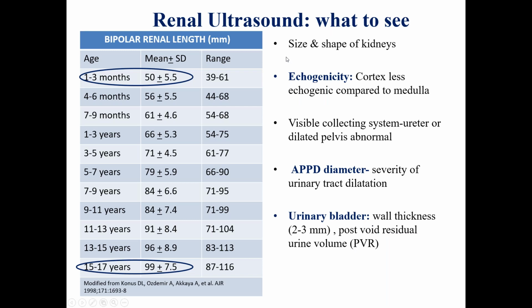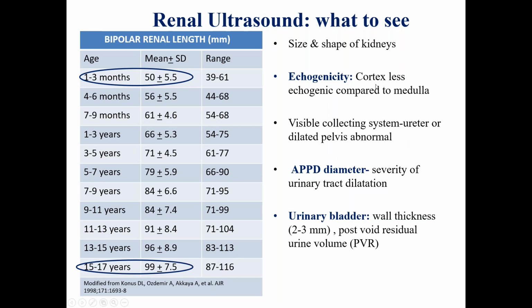Now, when you are doing a renal ultrasound, briefly, what do you really need to look at? What information can a renal ultrasound provide us? It can tell us a lot about the size and shape of the kidneys. As children are in a growing phase, right from birth till about 15 to 17 years, the kidneys keep growing. So there are different nomograms for renal sizes across different ages.